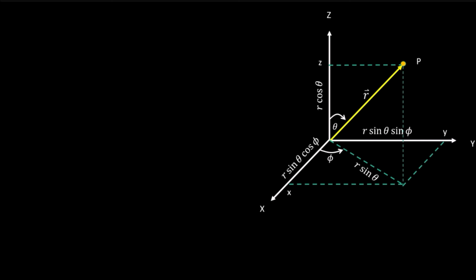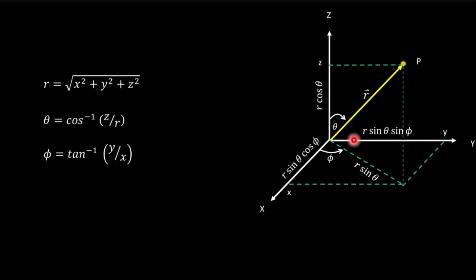Then the length of the vector from the origin to the point P is given by r equal to the square root of x squared plus y squared plus z squared. Theta is called the zenith angle, which is the angle between this radius vector and the positive z axis, and phi, or the azimuth angle, is the angle between the projection of this radius vector onto the xy plane and the positive x-axis.